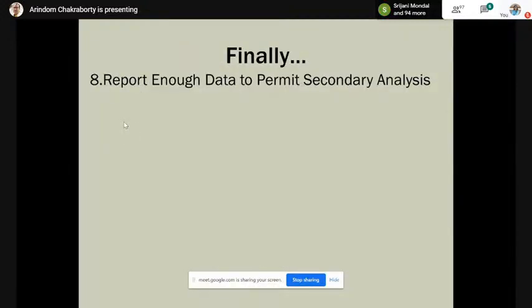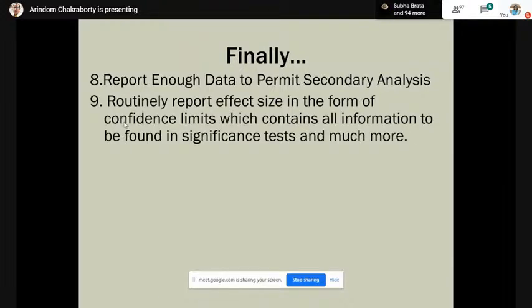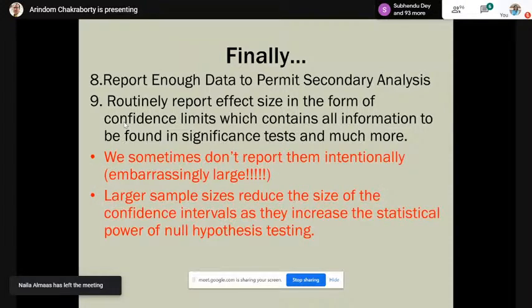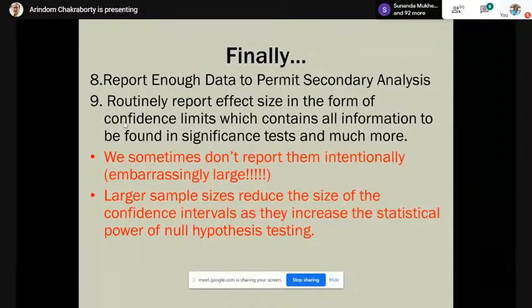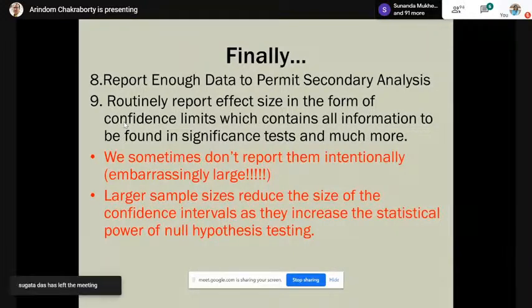Report enough data to permit secondary analysis. Routinely report effect size in the form of confidence limits, which contain all information to be found in a significance test and much more. And sometimes we don't report them intentionally. Suppose you have done some odds ratio, and you found that the confidence interval is say 0.5 to 200. Now you know very well that 0.5 to 200 is not a very good thing to show, so you just suppress that thing.